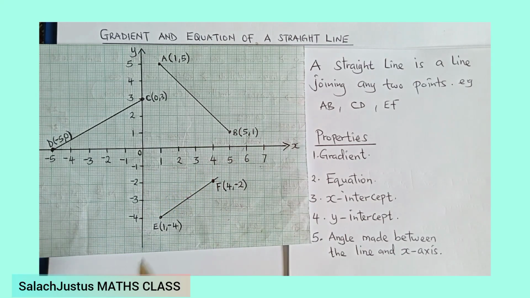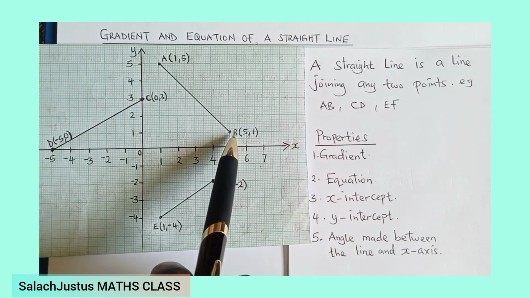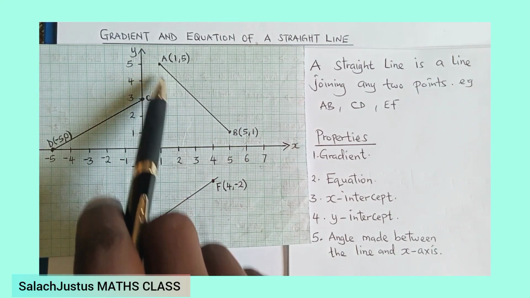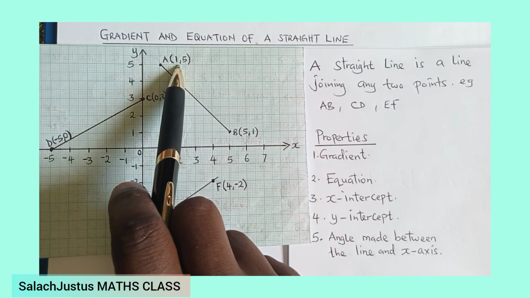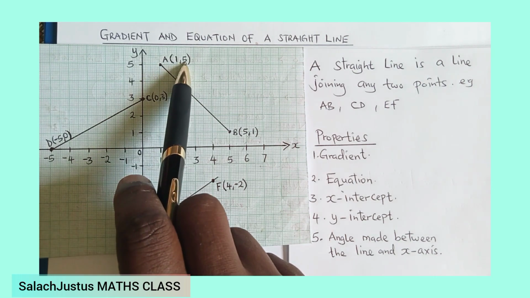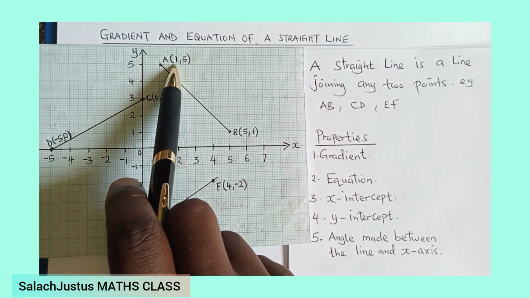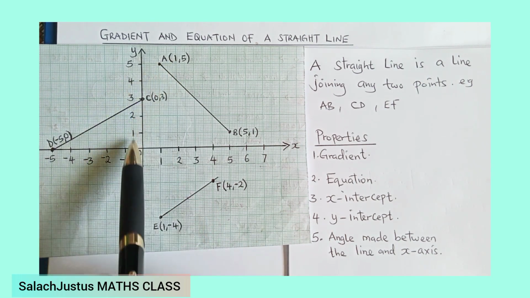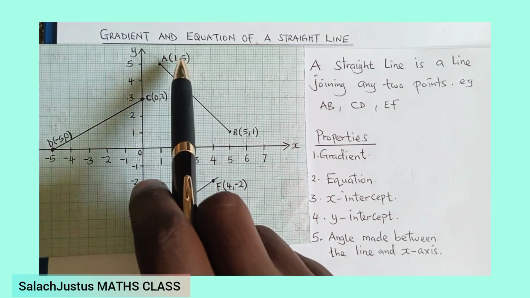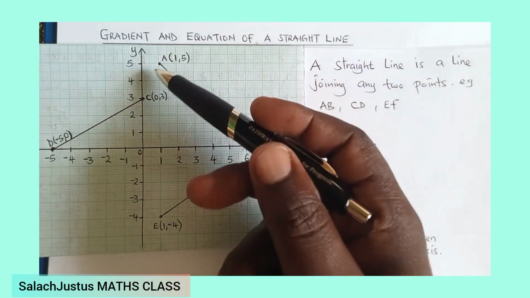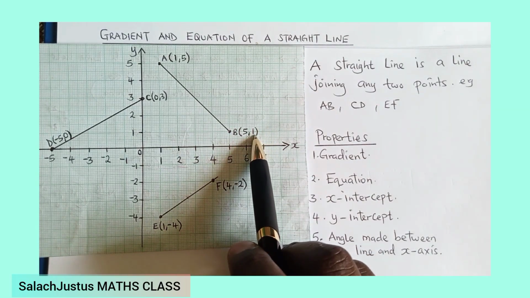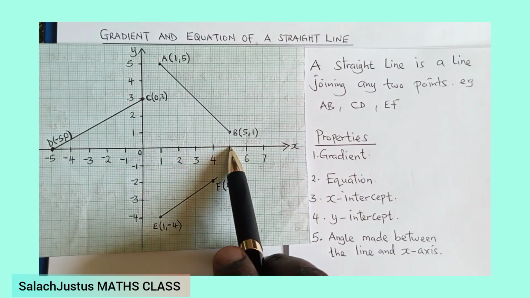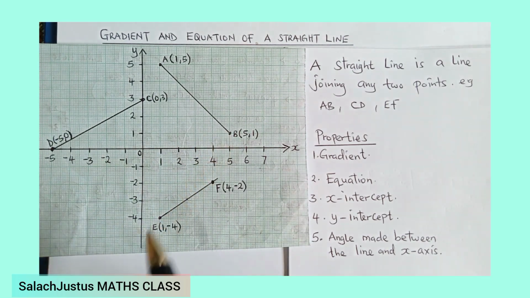Let's look at my graph here. AB is a line joining point A and point B. So these over here I've written are called coordinates. Coordinates 1, 5, with 1 representing displacement from the y-axis along the x-axis, and 5 representing displacement along the y-axis. So the coordinates of B are 5, 1: 5 on the x-axis and 1 on the y-axis.